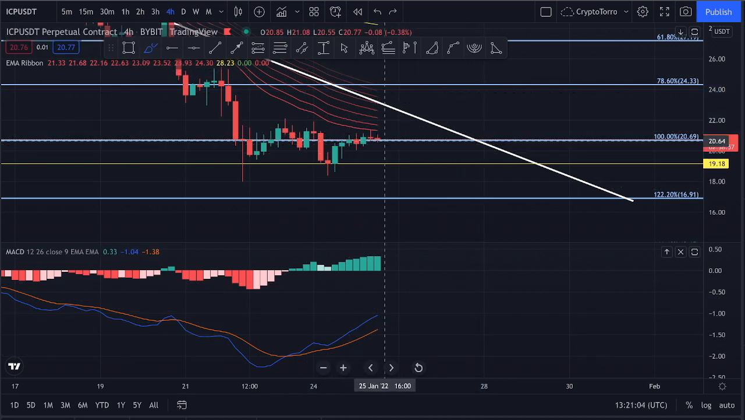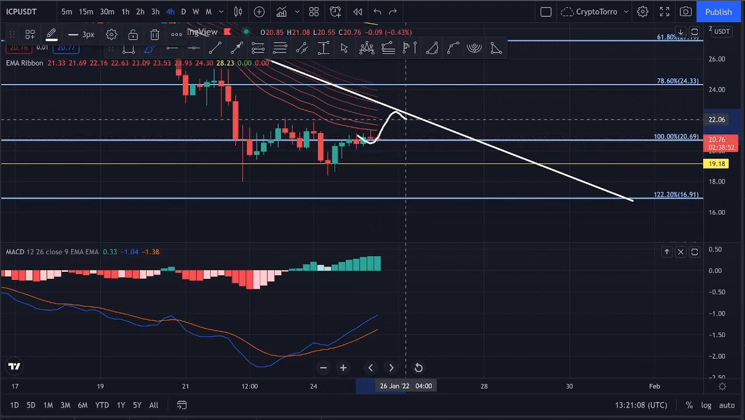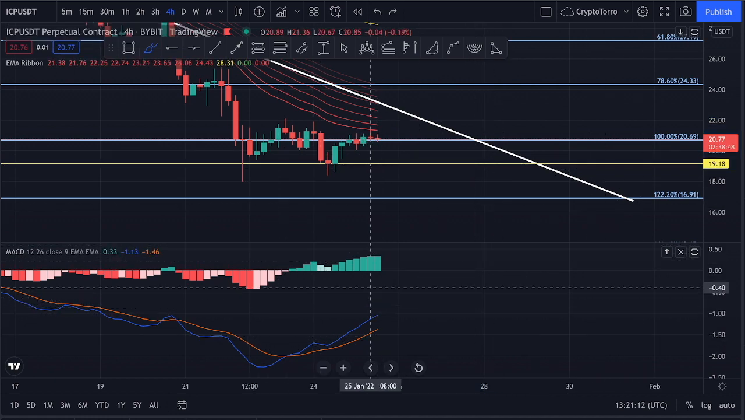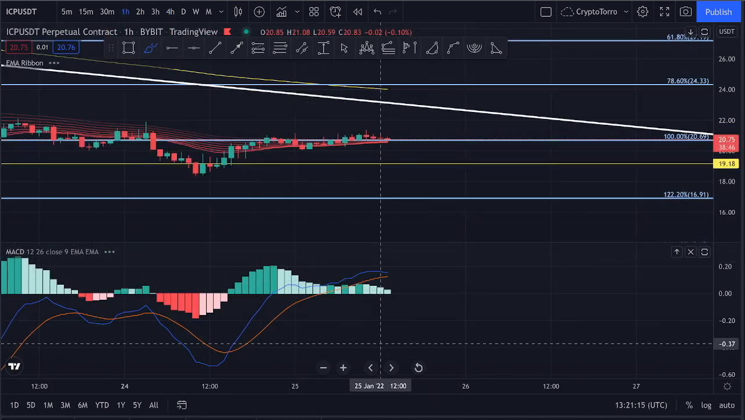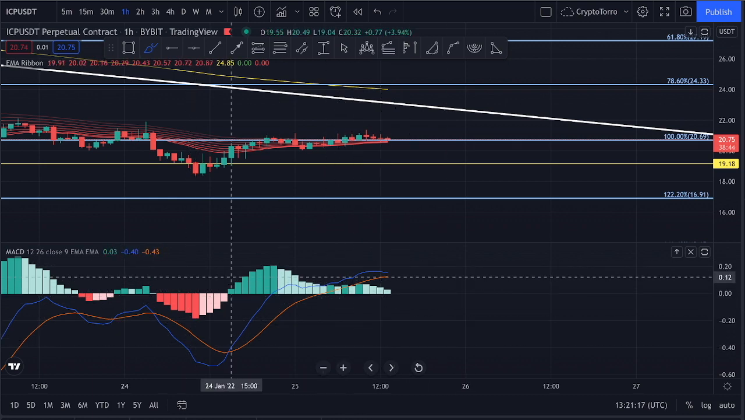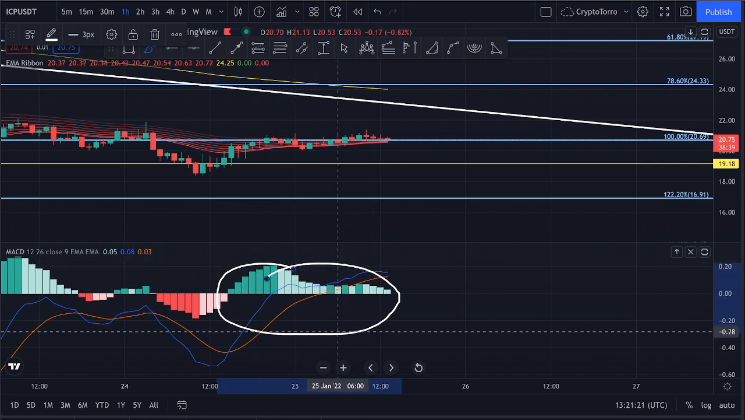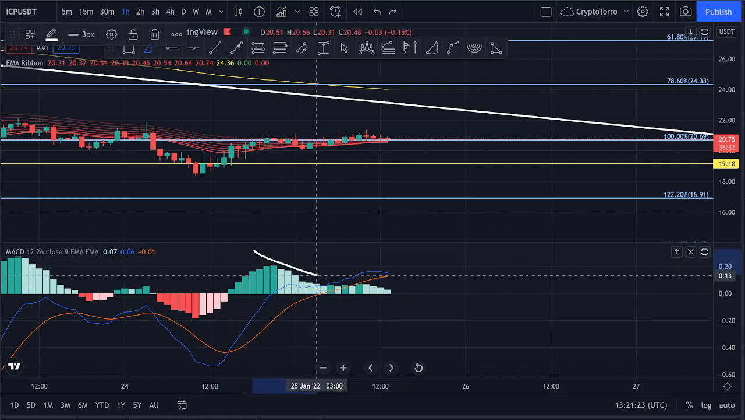Instead, I think it is likely that we could perhaps see an increase taking place, getting rejected underneath and heading straight back down towards the $19.80 range. As well, if we look at the MACD on the 1-hourly time frame, we have already experienced momentum towards the downside previously. Right now we are experiencing momentum towards the upside. Unfortunately, we are seeing a momentum decline taking place.